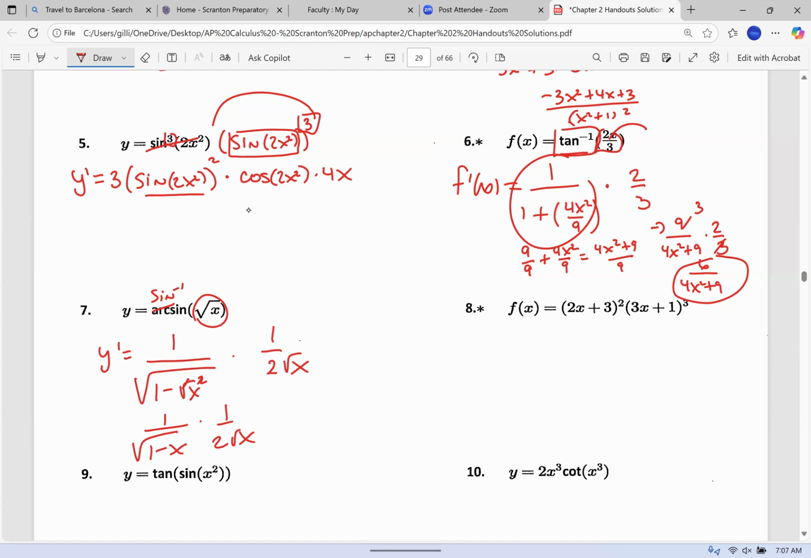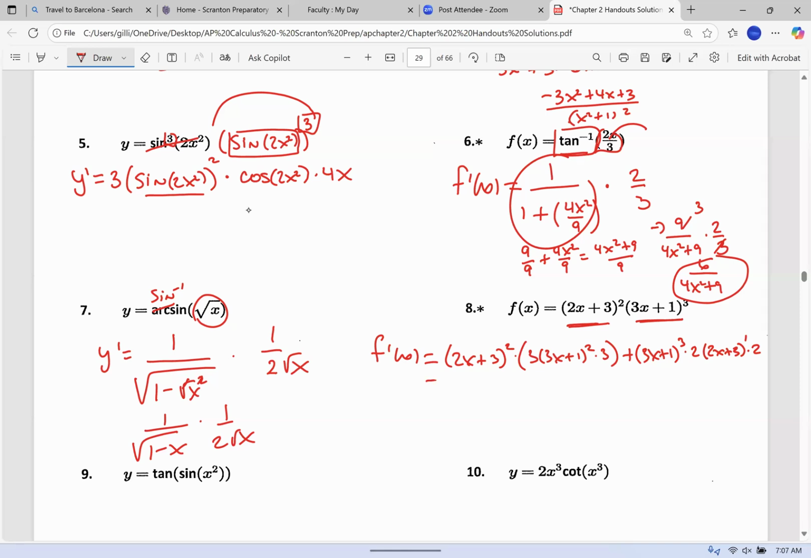And number 8 is that classic product rule that we have to clean up. So f prime of x is the first function. I'm going to start a little further back so I have enough room. So f prime of x is the first times the derivative of the second plus the second times the derivative of the first. Okay, so don't forget that it's never a derivative times a derivative.